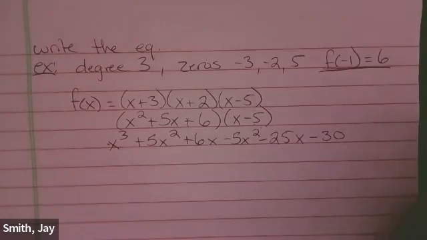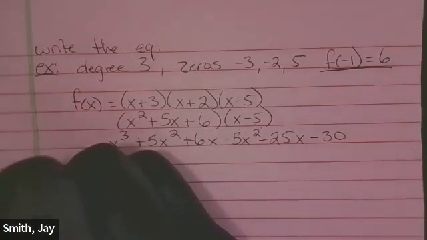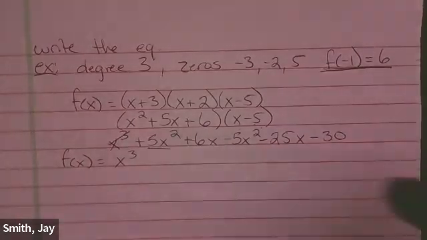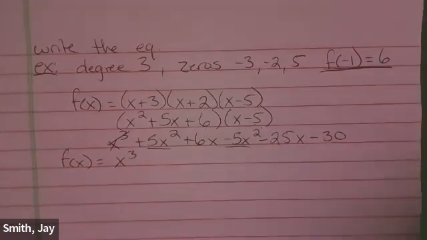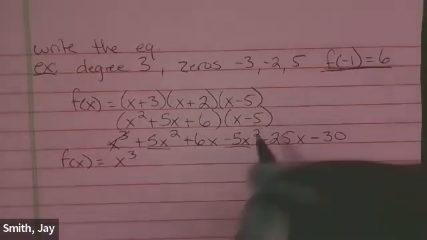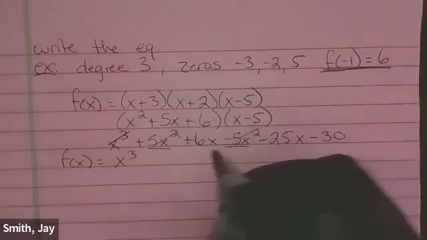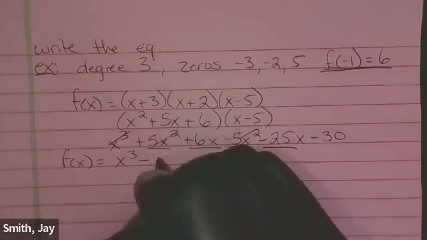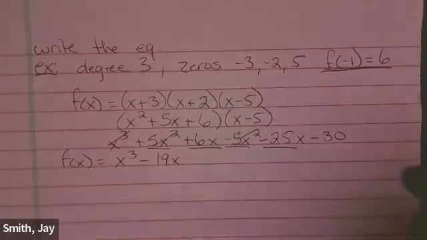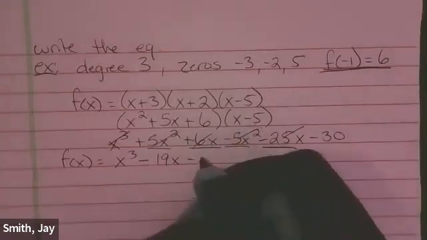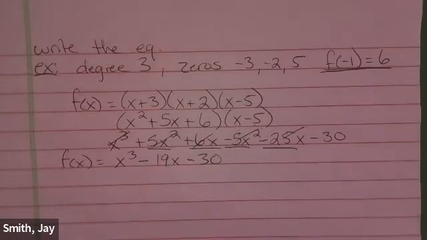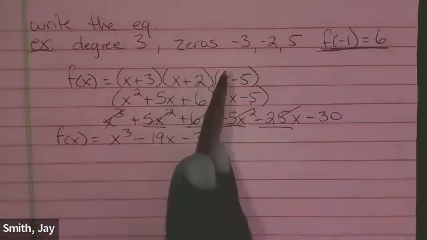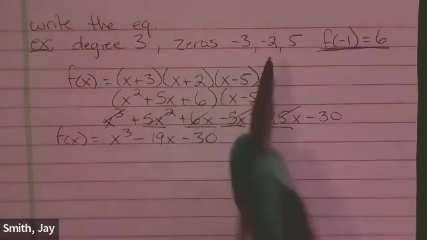And now what I need to do is go through and combine my like terms. My x cubed, does it have any like terms? That's going to be a part of my answer. I have 5x squared, negative 5x squared. Those are going to cancel out. Positive 6x, negative 25x. Combine those like terms, that's going to give me a negative 19x. And negative 30 is a part of my answer because I don't have any like terms to combine it. So that's a polynomial of degree 3 that matches the zeros, negative 3, negative 2, and 5.